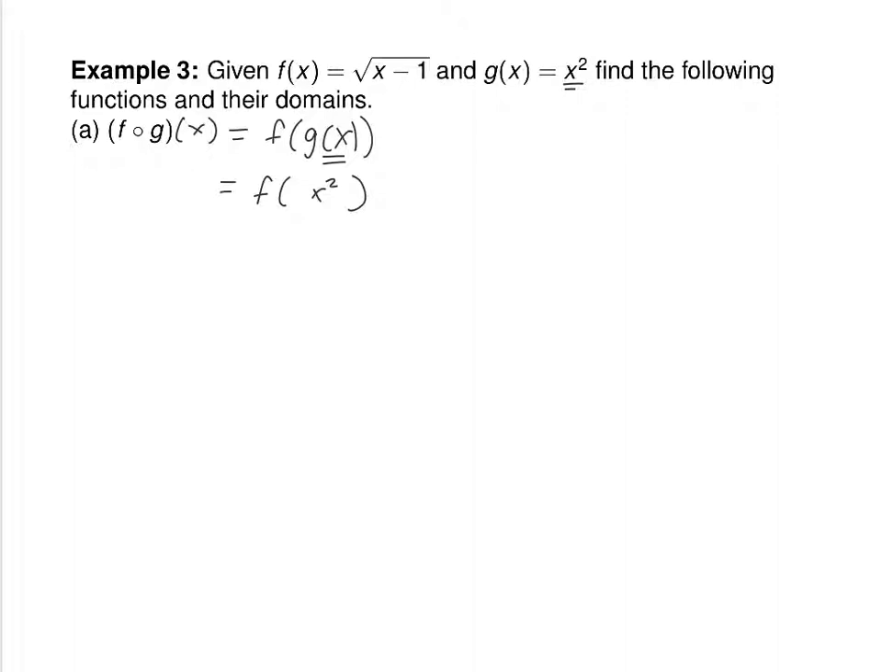And then you ask yourself a little bit, because the domains are what's tricky for these problems. Are there any numbers that you can't square? No. So at that point in time, you're all good. Any number is good, okay? Now you plug that x squared into x minus 1. So you get the square root of x squared minus 1.